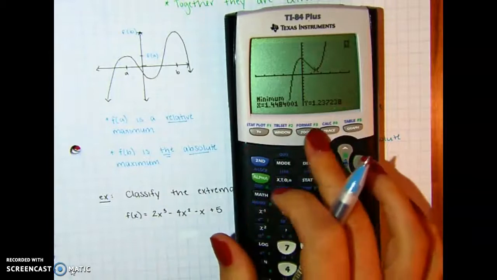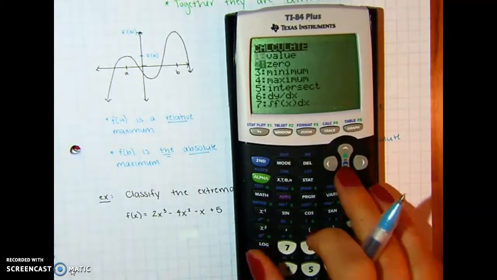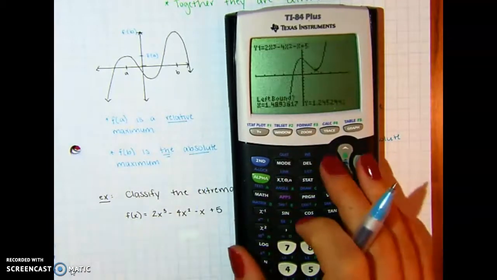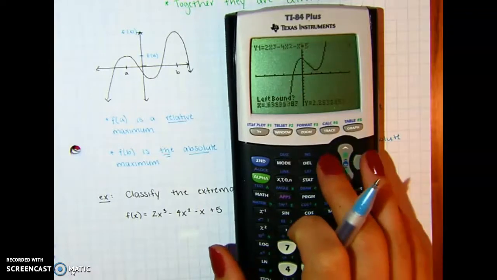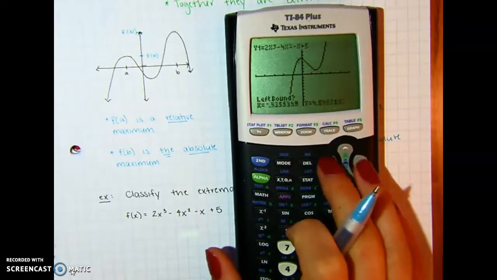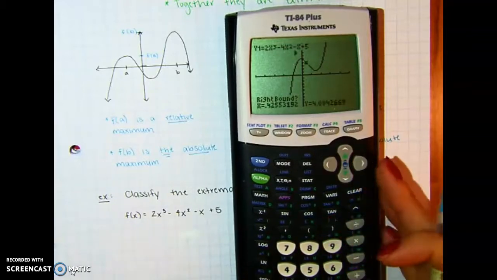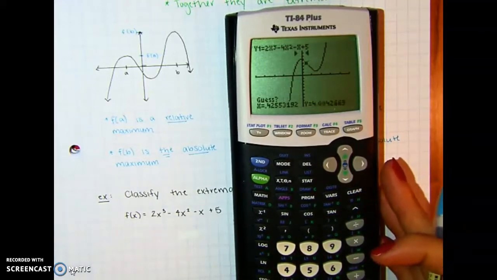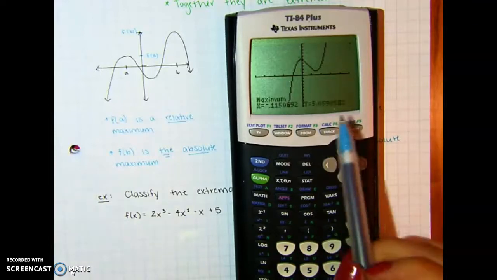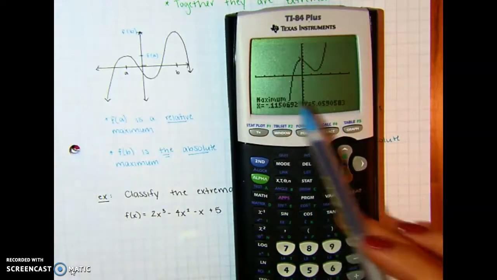I'm going to press second trace, go to maximum, and then I'm going to go all the way over. So I'm a little to the left of my maximum, hit enter. Go a little to the right of my maximum, hit enter, guess, hit enter again, and then it thinks about it, and bam, there's my maximum.